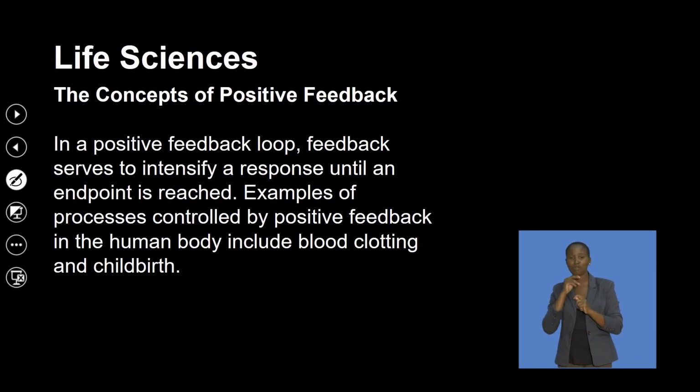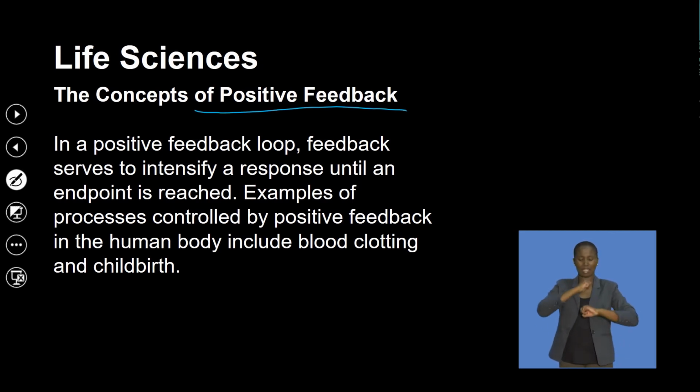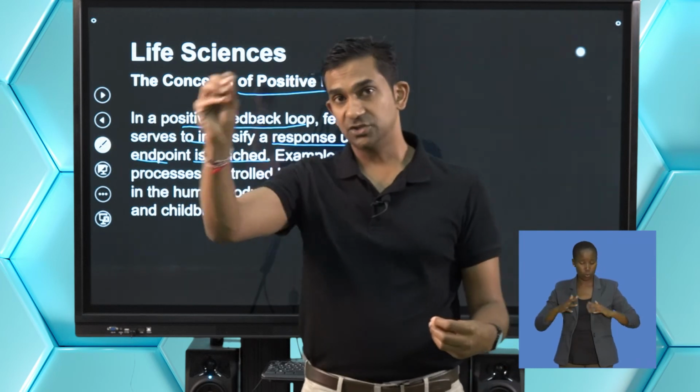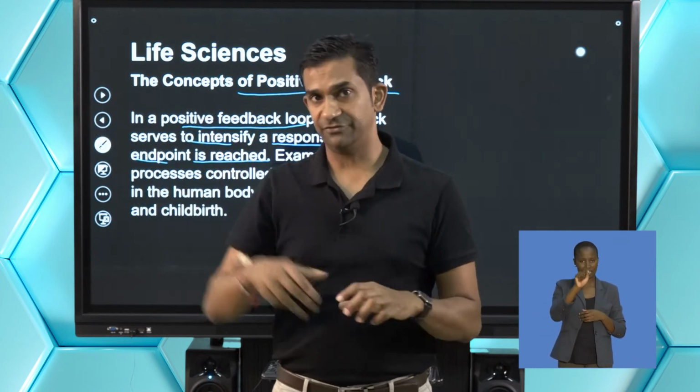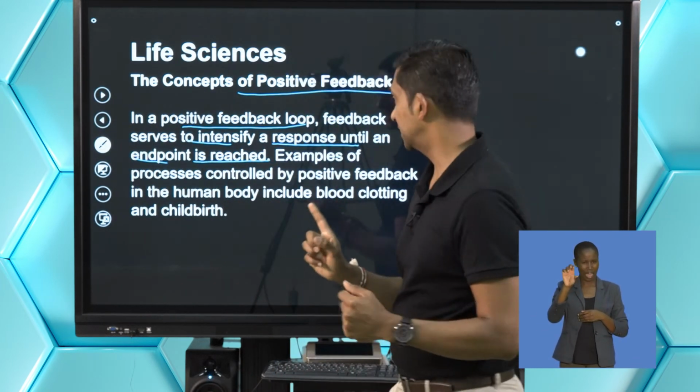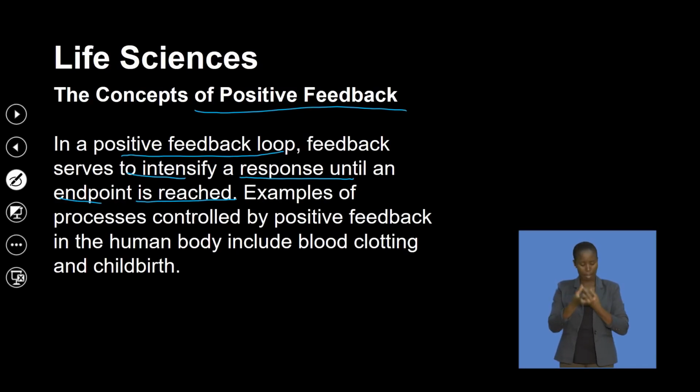Right. So we also have mechanisms called positive feedback. In a positive feedback loop, the feedback serves to intensify a response until the endpoint is reached. Essentially, that means one stimulus having an effect on another, increasing the effect. And we'll look at an example of that in a bit. Examples of this control process, which is a positive feedback, would be blood clotting and childbirth.